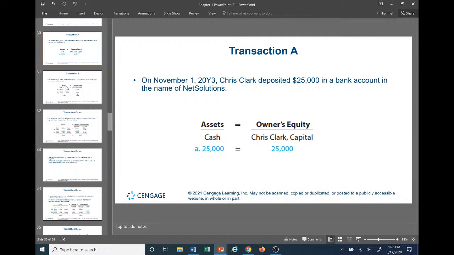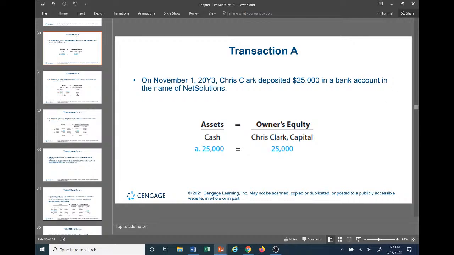So if he's putting $25,000 in the bank account of Net Solutions, the Net Solutions asset of cash, the most liquid asset of a company, which is a current asset, increased by $25,000. So assets, we can see here, the only asset we have right now is cash, which was the $25,000 deposited from Chris Clark into the company's bank account. So assets increased by $25,000. But if the assets increased by $25,000, then the owner's equity also had to increase by $25,000. And it's going to be known as Chris Clark's capital. So that capital, the $25,000, belongs to Chris Clark because he's the one that deposited $25,000 into the bank account.